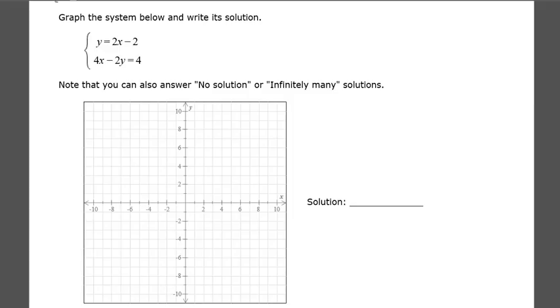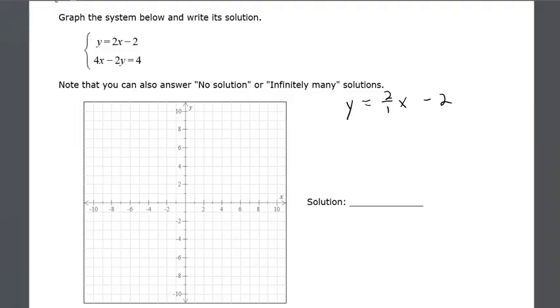Graph the system below and write its solution. So we have two equations, y equals 2x minus 2 and 4x minus 2y equals 4. I recommend writing these both in slope-intercept form to make it easier to graph. So the first equation is y equals 2 over 1x minus 2.